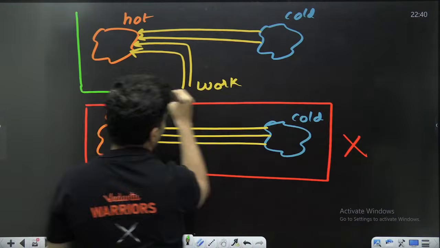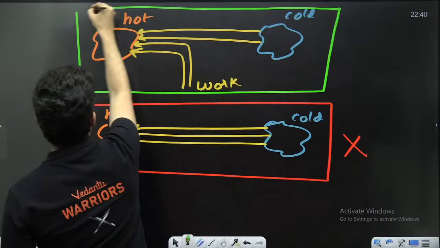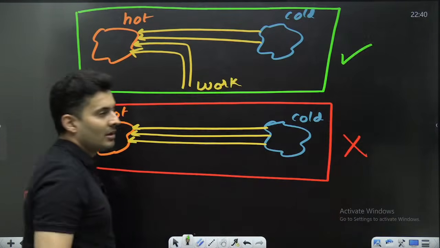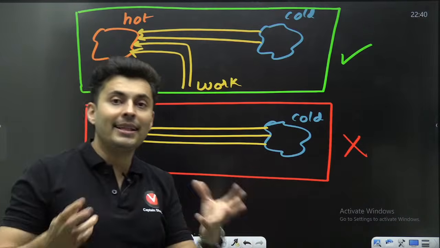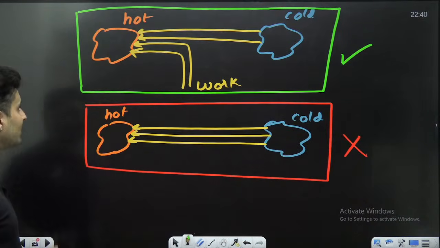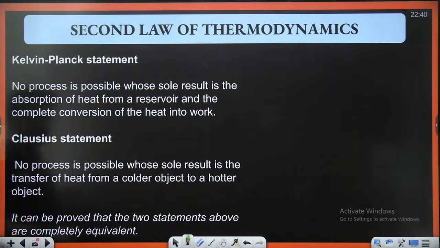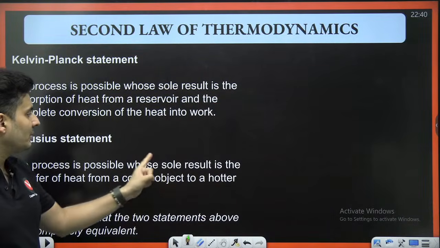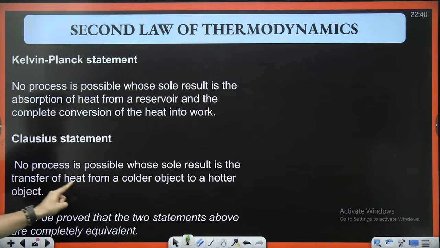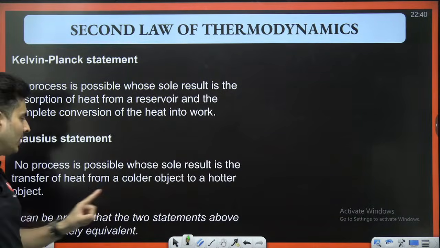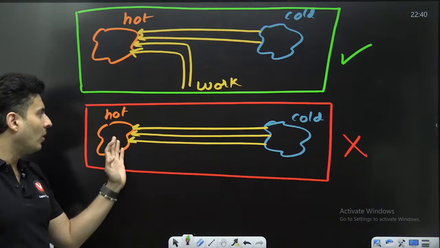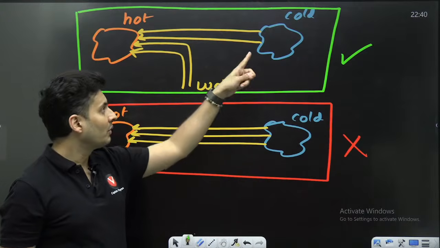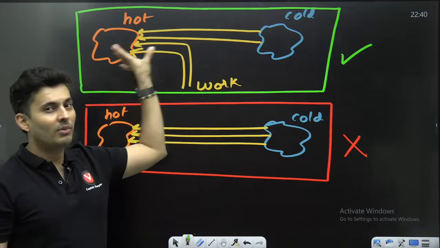This happens only if work is done. You have to push it, propel it; not naturally, unnaturally this will happen. And this is exactly Clausius statement. No process is possible where the result is transfer of heat from cold to hot object. Cold to hot object, not possible. If you want to do it, you have to perform work.